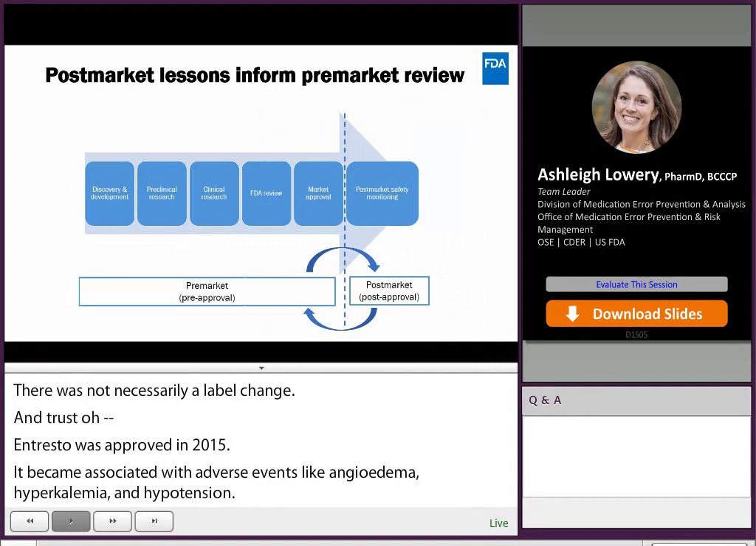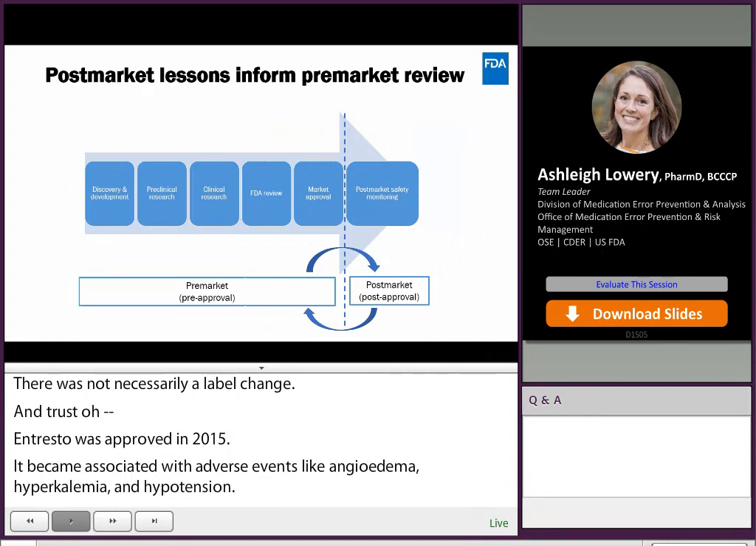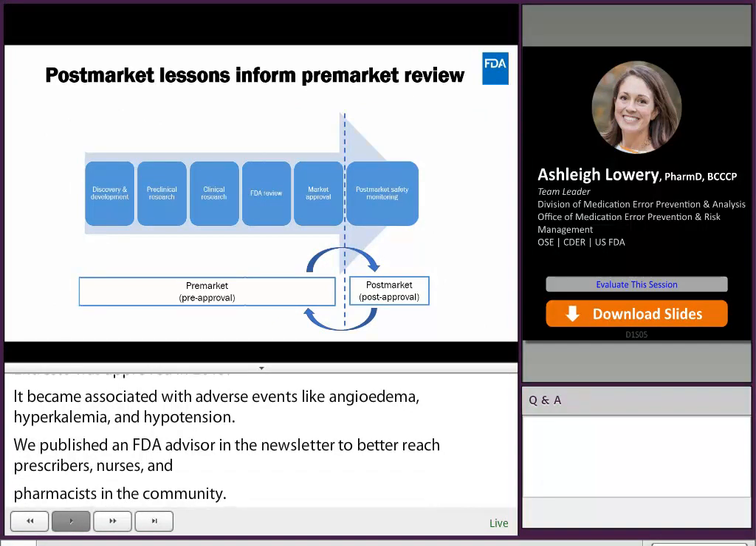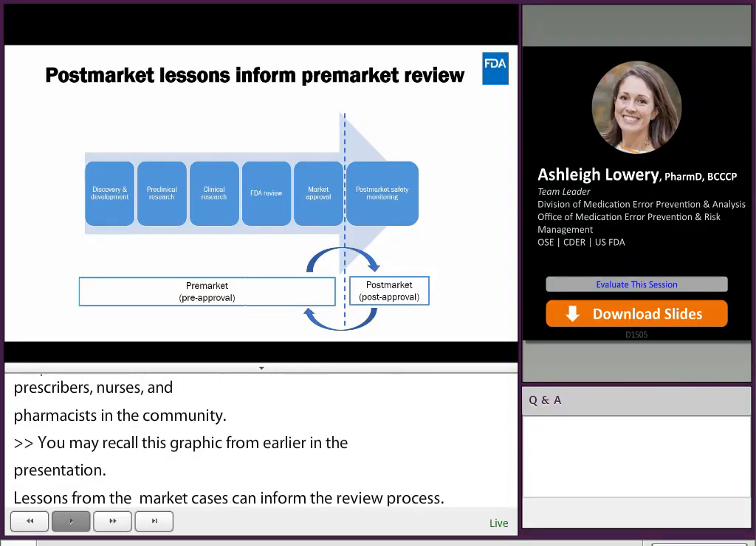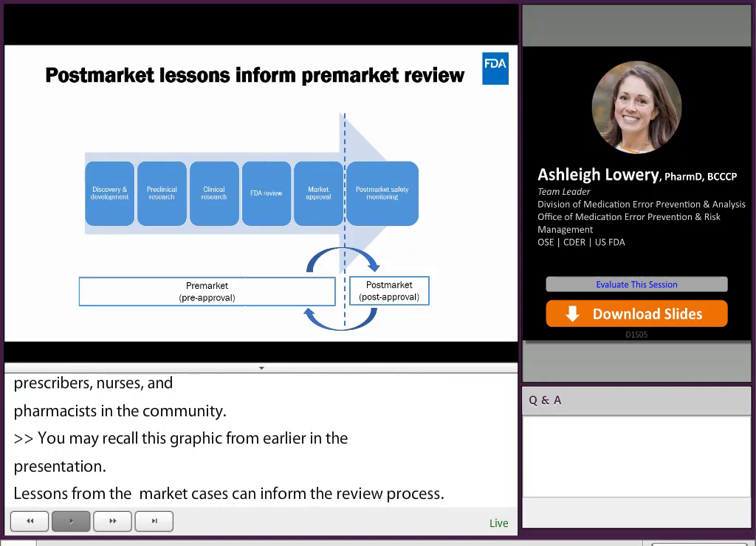So you may recall this graphic from earlier in the presentation, and I'd like to re-emphasize that the lessons learned from these post-market cases can inform our pre-market review process. For example, in the case of the Benadryl product, we would ensure that our pre-market reviews assess the implied route of administration of a package type and make recommendations prior to approval. But we are constantly improving both our pre-market review processes and our post-market surveillance of medication errors.